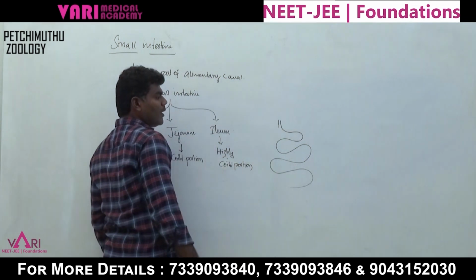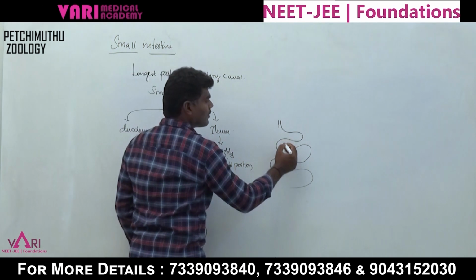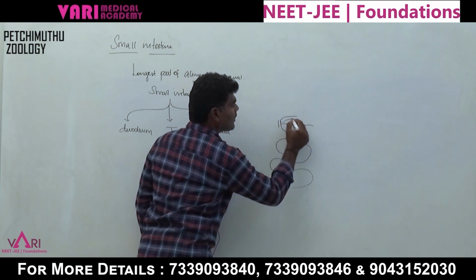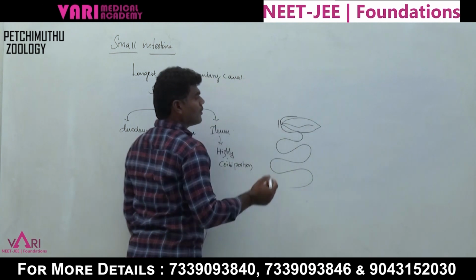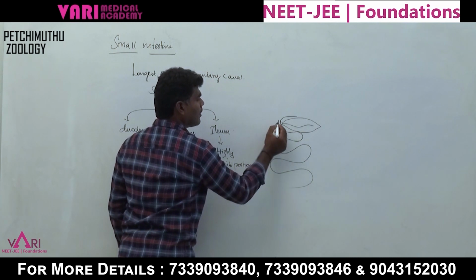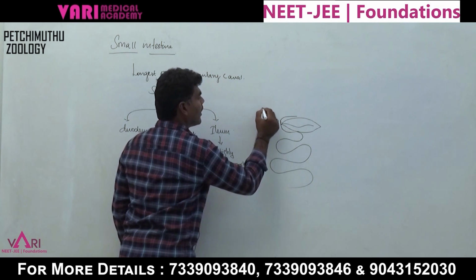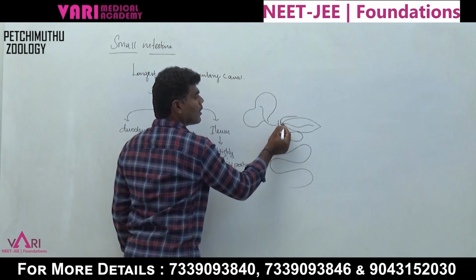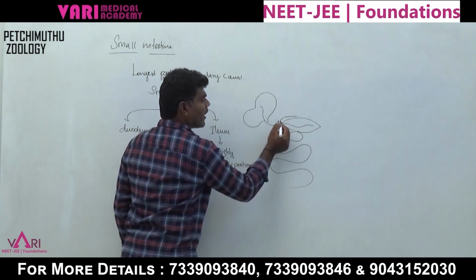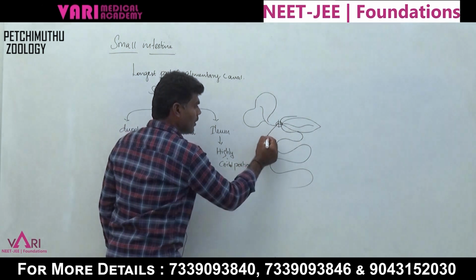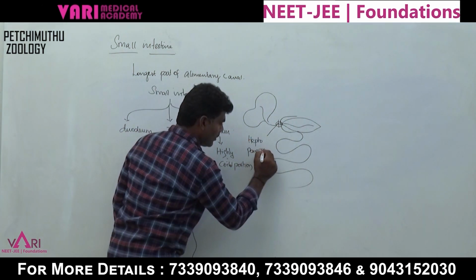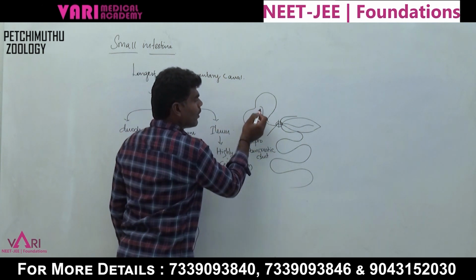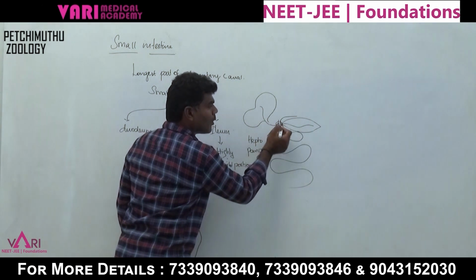This small intestine part is connected through here. It starts with the pancreatic duct, and here is the hepatic duct. Hepatic means liver. Here it is connected with one duct, called the hepatopancreatic duct. It connects the liver and pancreas with the small intestine.